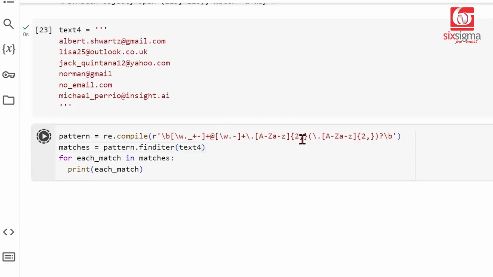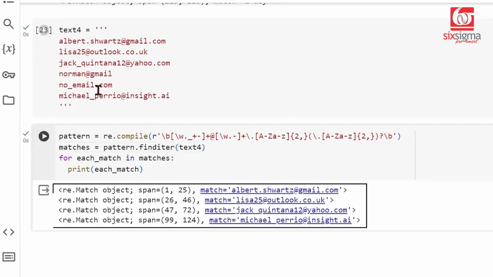Let's run this. What are the valid email addresses? So it says albertschwartz@gmail.com is a valid email address. Lisa25@outlook.co.uk is a valid email address. Jack Quintana@yahoo.com is a valid email address. And Michael Barrio@insight.ai is a valid email address.